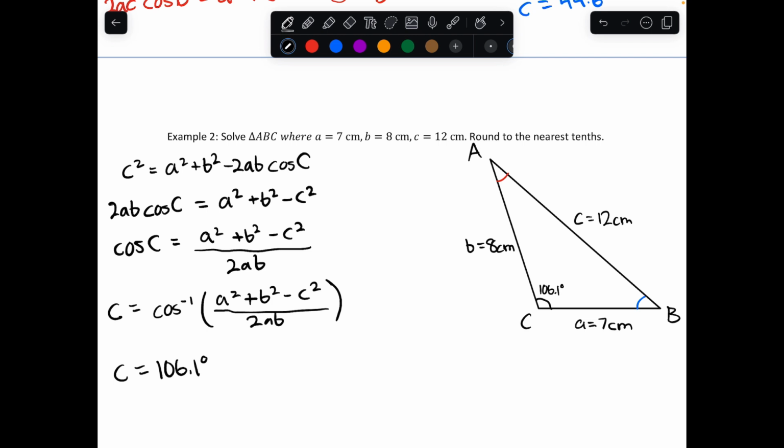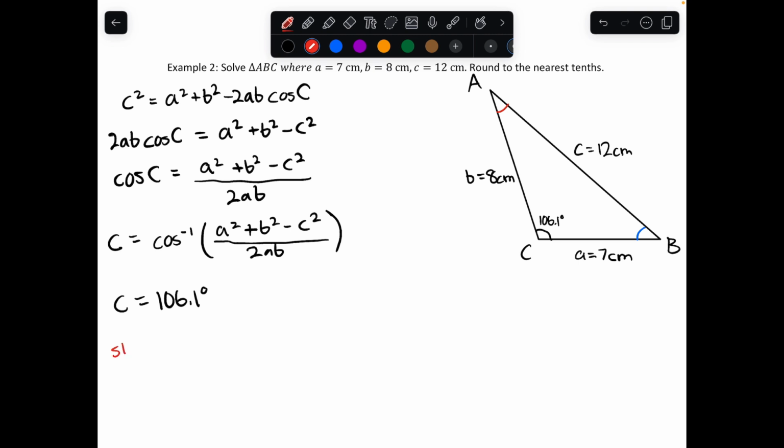Okay, now that I've solved for the largest angle, it follows that the other two angles have to be acute angles. So if I use the law of sines, I'm not going to have some weird ambiguous case where I now have to consider one or two different triangles. It's just going to give us one answer. So let's go ahead and use the law of sines to figure out angle A.